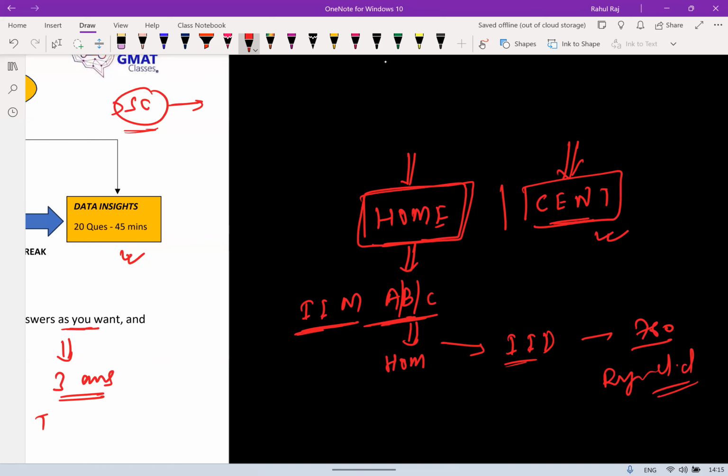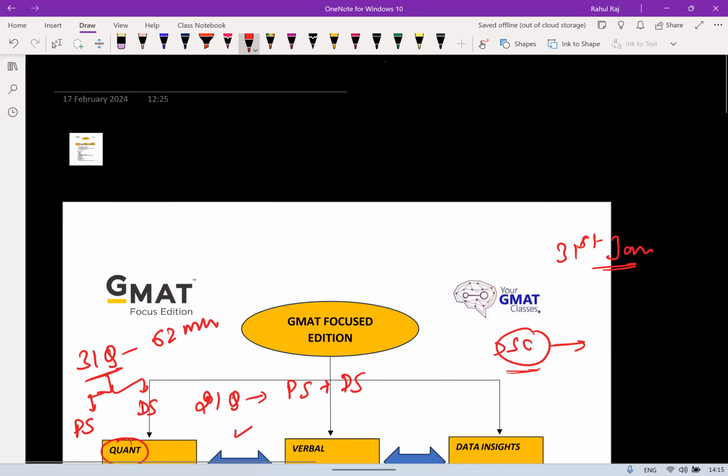So it is 100% most sincerely, respectfully requested that please take the exam from a center. Do not take it at home at all. It is not recommended that you take your exam from home. Am I clear? Any problem in the GMAT structure?